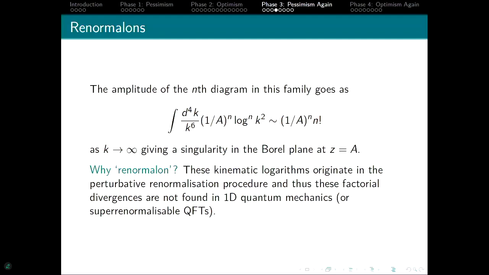Why did 't Hooft use this term renormalon? It was in analogy with the instantons that I was talking about earlier. He developed this idea that we could associate poles on the Borel transform with instanton effects, and so in analogy, he called these renormalons because they're additional poles on the Borel axis. But there is some connection to renormalization here, because these kinematic logarithms that you're getting in this integral originate in the renormalization procedure. So you get logarithms of the renormalization scale, and that's, in a sense, why these integrals crop up.